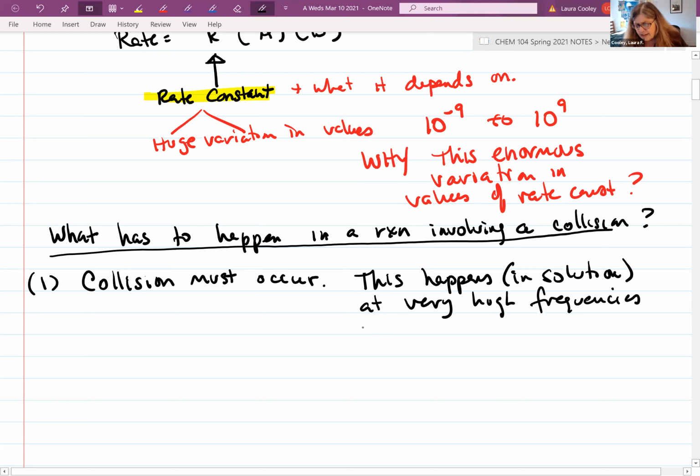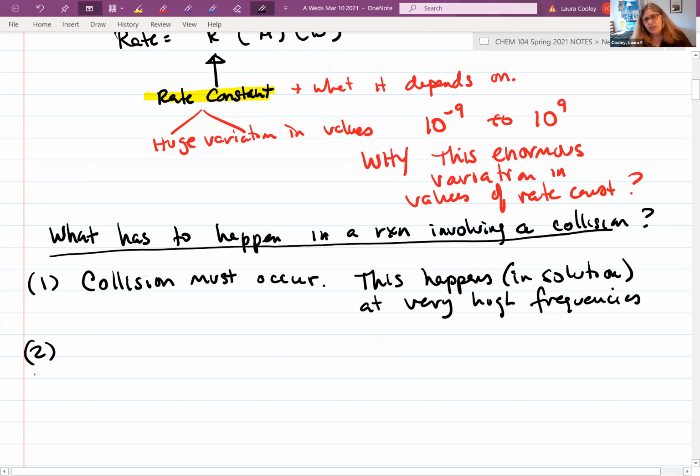In the gas phase, it would not be as high, right? Because the molecules are concentrated in the gas phase, they're not separated from each other. But even in the gas phase, there is a reasonably high number of collisions. But anyway, that's the first thing that has to happen.